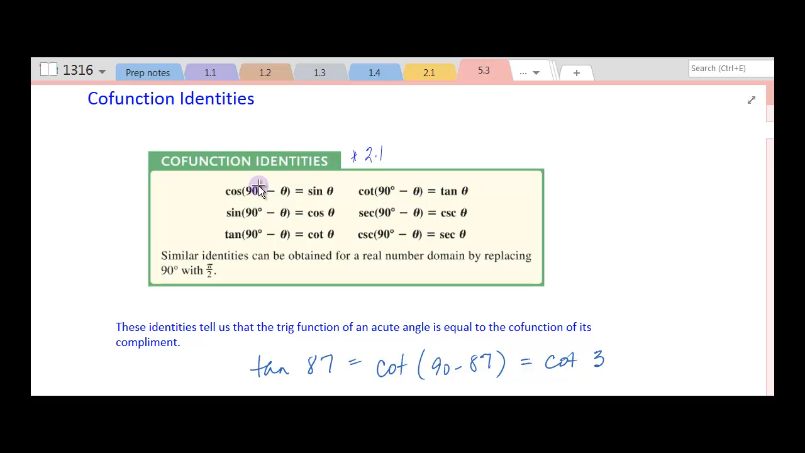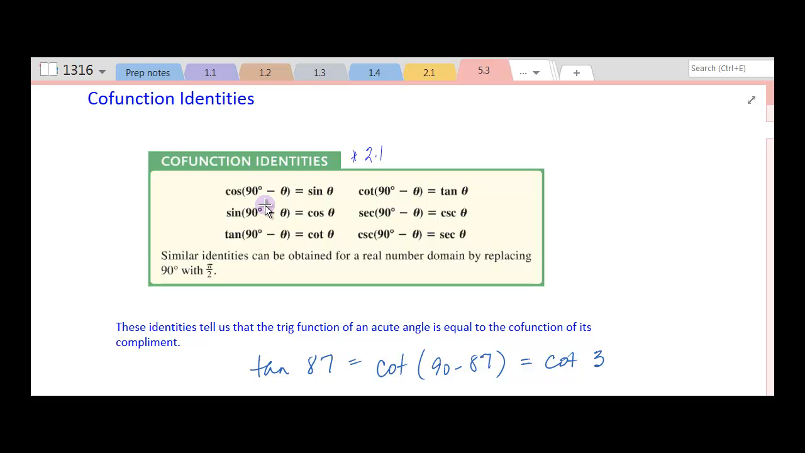Notice that each of these cofunction identities is dealing with a degree measurement. So if I'm talking about 90 degrees or so on, that's what these identities are listing for you. But remember that if instead of a degree measurement I want to talk about radian measure, all I have to do is replace 90 with its radian equivalent, which is pi over 2, and the identities work the same. So these are the same identities whether we're talking about degree measurement or radian measure.